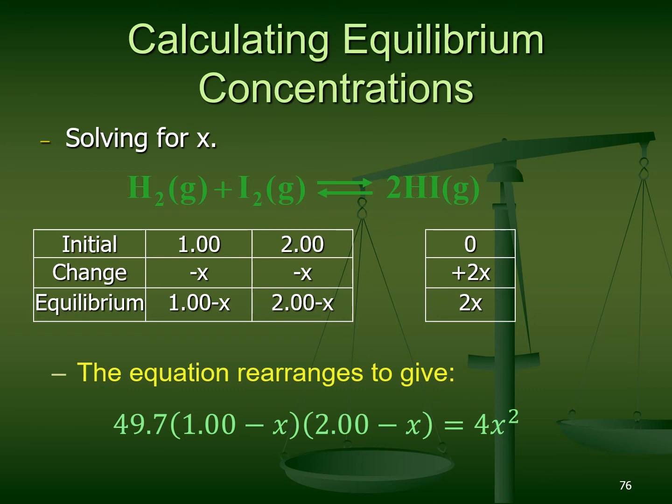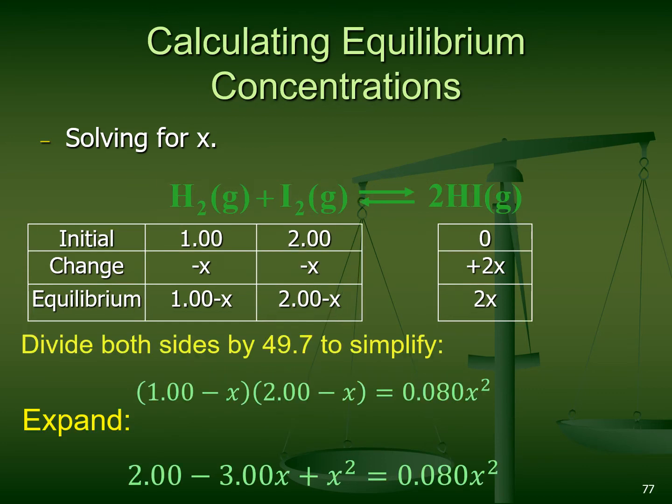Then you're going to have to take that and multiply everything by 49.7. An easier way to do that would be, at this point, to divide both sides by 49.7. So what's happened here is I divided both sides by 49.7. So 4 divided by 49.7 gives us 0.080 x squared. And then we expand the left-hand side. So again, 2 times 1 is 2. Negative 2x plus another negative x gives us minus 3x. And then negative x times negative x gives us plus x squared. So we have this expression.